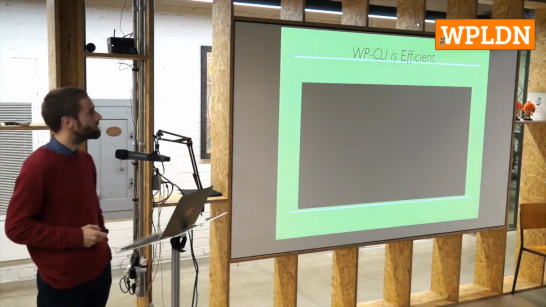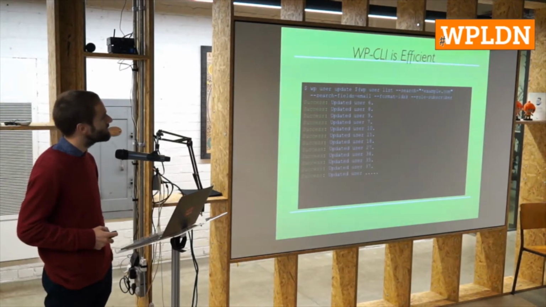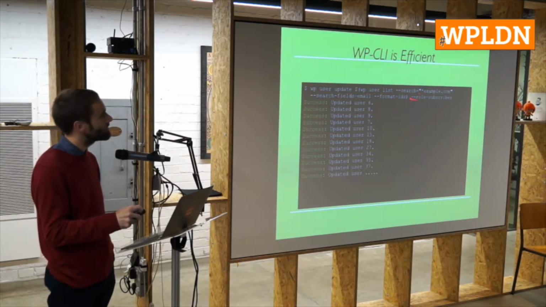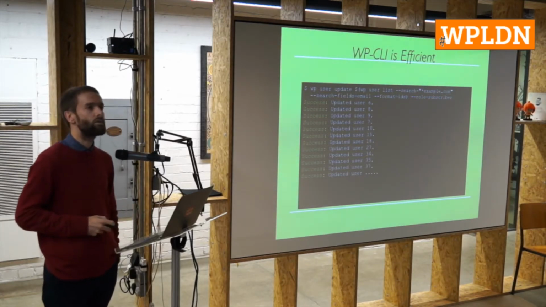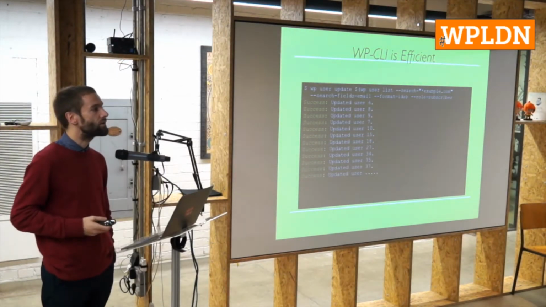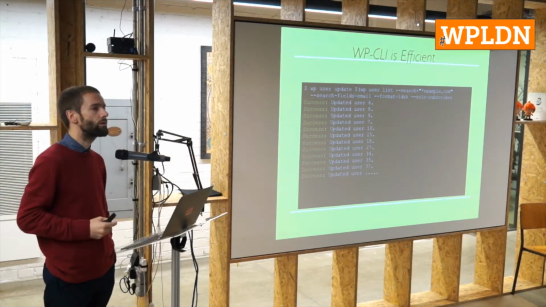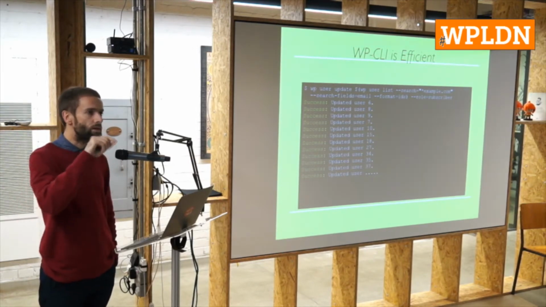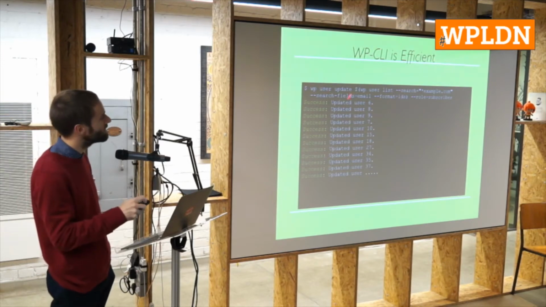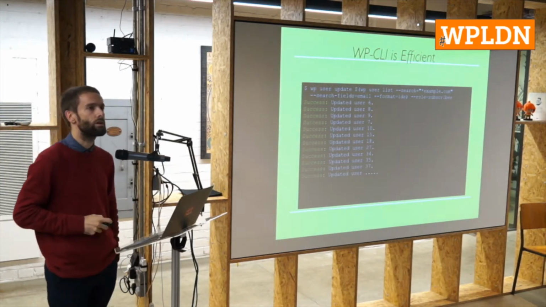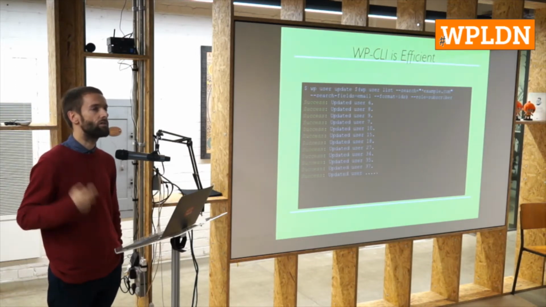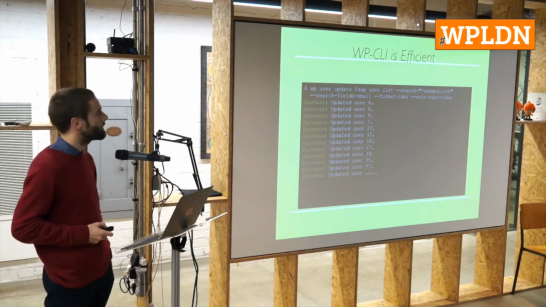WP-CLI is also efficient when you start working at scale. This is a command that updates all of the users who have got example.com in their email address, and it reduces their role down to a subscriber. So imagine if you wanted to do that manually on a site, you would have to search the user screen, you would have to manually go into every single user account, click there, drop down to subscriber, hit save. This command here will run through every single user on your site and perform that command. And this gets more efficient the larger your site is and the more users that you've got. Saves you a lot of time.